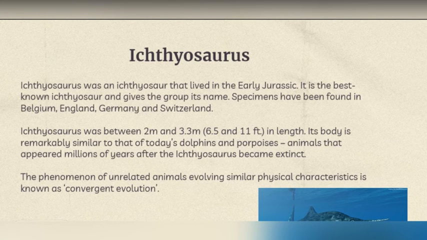Its body is remarkably similar to that of today's dolphins and porpoises, animals that appeared millions of years after the Ichthyosaurus became extinct. The phenomenon of unrelated animals evolving similar physical characteristics is known as convergent evolution.